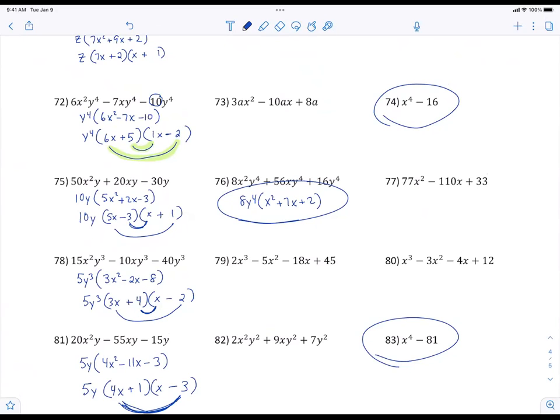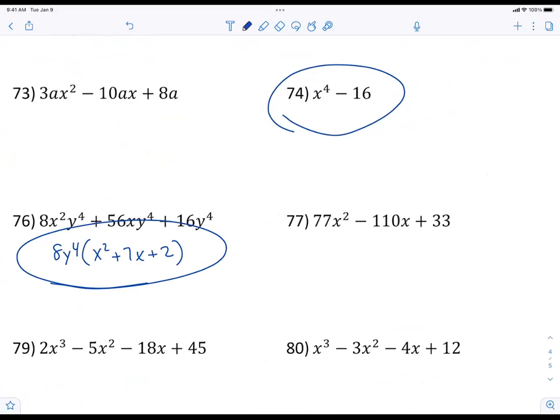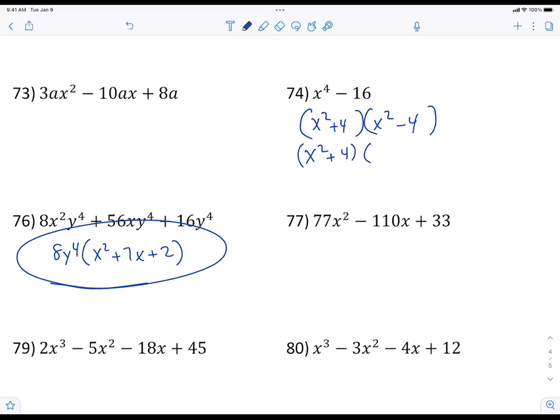Can we do 74? So would it be like x squared minus 16 and x squared plus 16? No, it would not. What times what is 16? 4 times 4. So x squared minus 4 plus. And then x squared minus 4 can factor. What does that factor to? So then x minus 4 and x plus 4. Oh, 2, that's right. I just have to be careful with that.